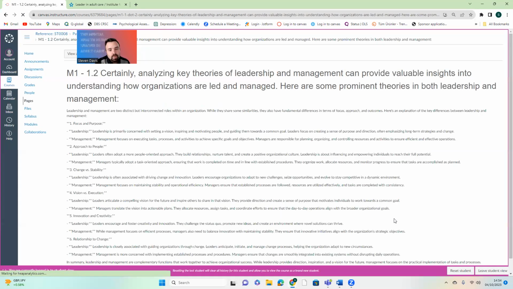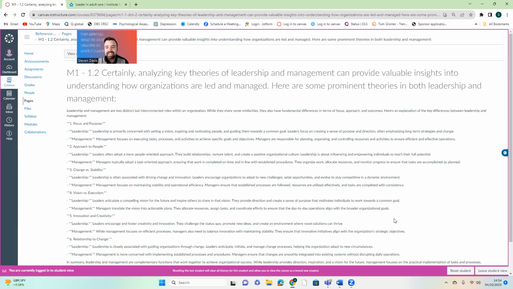Lovely. So 1.2 then looks at analysing key theories that can provide valuable insight into understanding how organisations are led and managed. Again, looking at different theories in both leadership and management. So we start here where we look at focus and purpose.